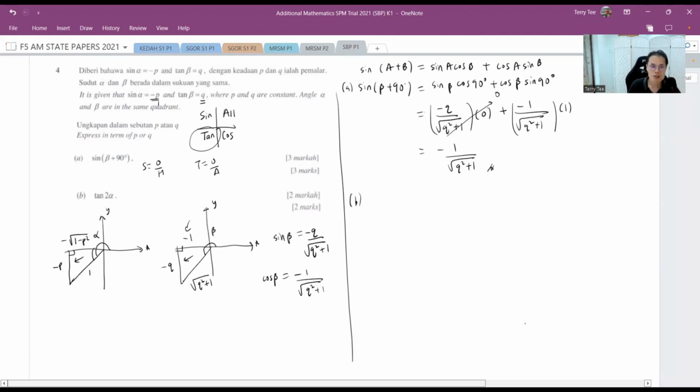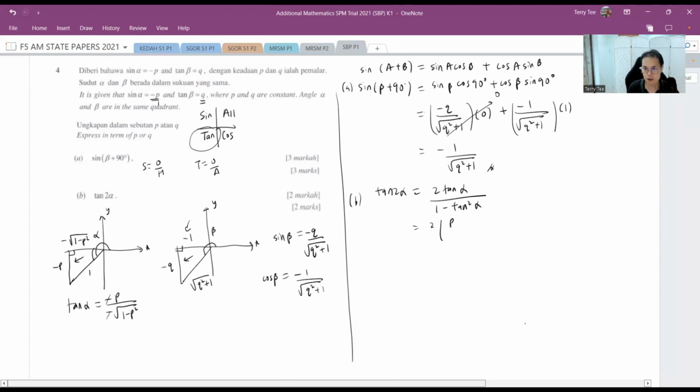All right. So for part B, I'm finding tangent 2 alpha. Okay, tangent 2A formula. How do you remember? Tangent 2A formula is given by 2 tangent A over 1 minus tangent squared A. This is given in the exam. But instead of using A, I'm using alpha here. Now, when you read tangent alpha from this triangle here on the left, tangent is a ratio of opposite over adjacent. Good news, we can cancel the negative. So it's just P over square root 1 minus P squared.